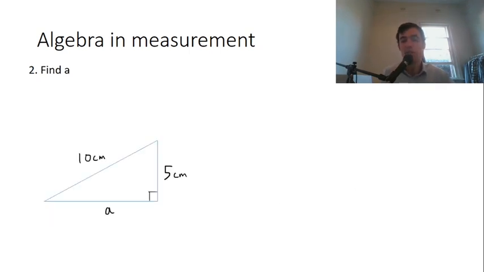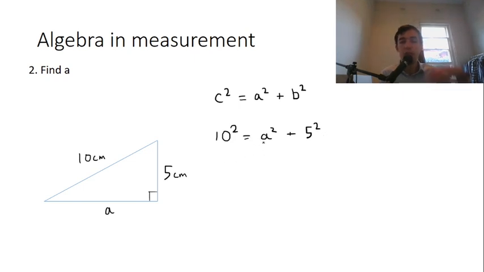Alright, if you haven't watched the Pythagoras video, you need to watch that first. But in this one, the only difference between this and the examples in that video is we're going to be rearranging the equation a little bit. So here's the equation that we used to find out what C was. But in this one, we already know what C is. We don't know what A is. So when we're substituting numbers in, we can substitute something for C. C is 10 centimeters. We don't know what A is, but we can substitute something for B. B is 5. Okay, so now we have to find out what A is.